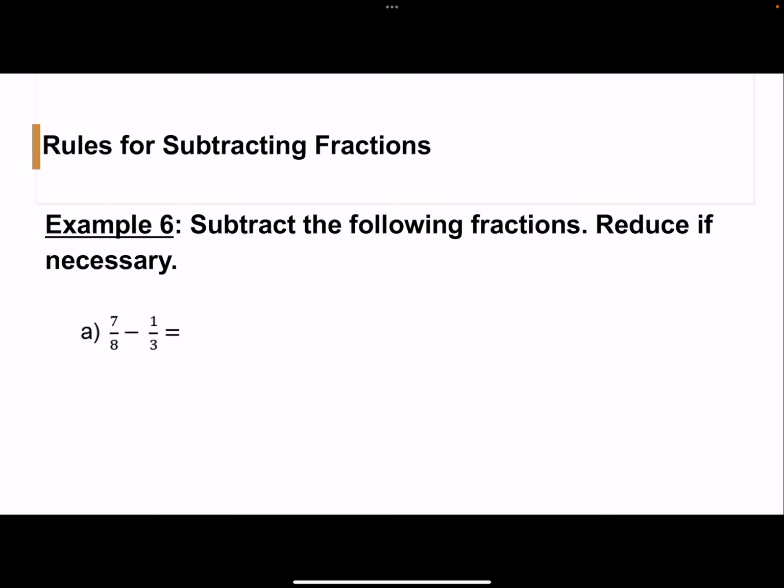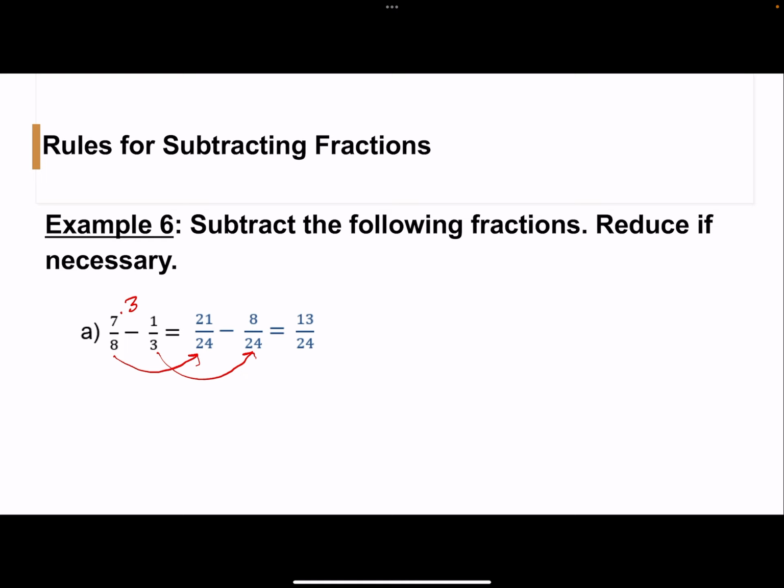If I wanted to subtract 7/8 minus 1/3, I need a common denominator. That common denominator, the least common multiple that 8 and 3 have in common, is 24. What number do I multiply 8 by to get 24? That is 3. So 7 times 3 is 21. What number do I multiply 3 by to get 24? That is 8. So 8 times 1 is 8.